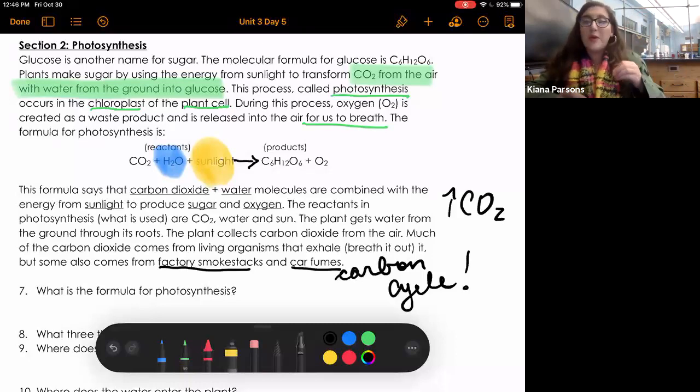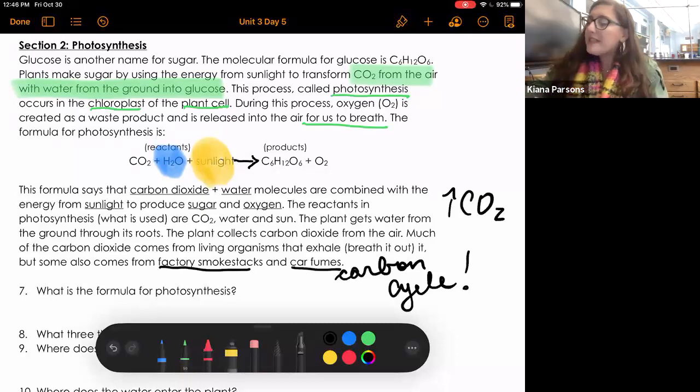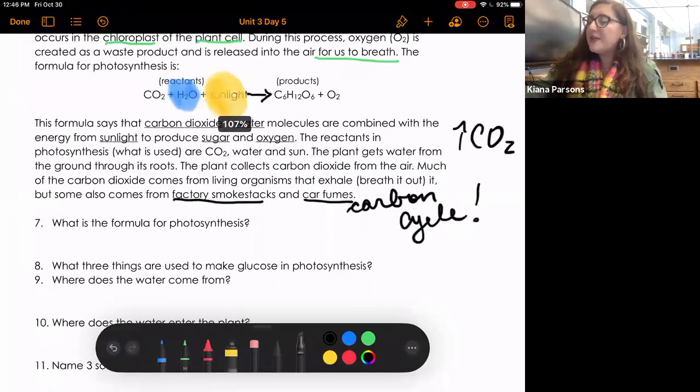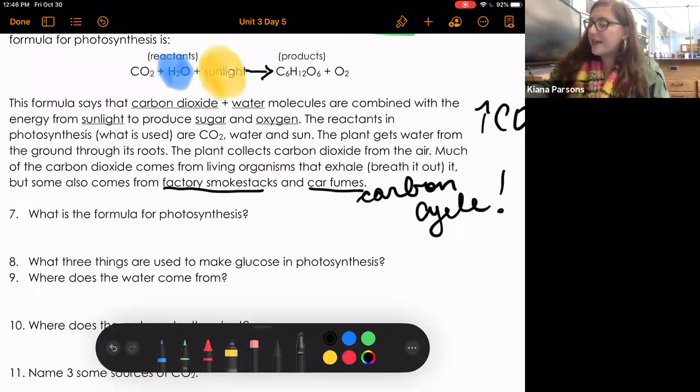But there's a reason why we're doing a project on this, guys. This is big stuff. These are the main ideas of biology here. So what is the formula for photosynthesis? You can see it right there, but I'm going to rewrite it down here.